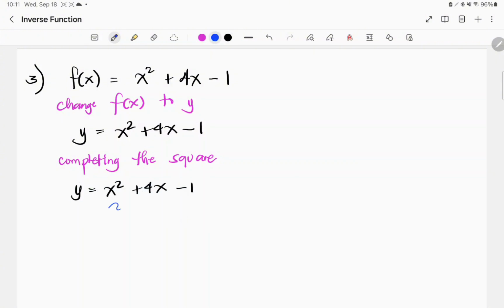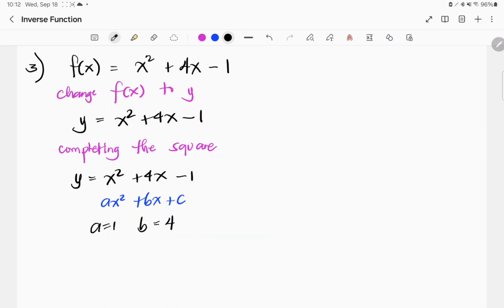We have to apply our ax squared plus bx plus c. So in this case, our a is 1, which is the numerical coefficient of x squared, and our b is 4, the numerical coefficient of x, I mean positive 4. If it is negative, you have to carry on the negative here on your b. So at this part of our solution, we are just looking on x squared plus 4x.